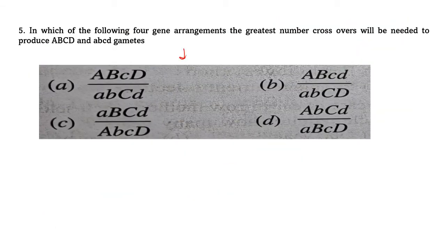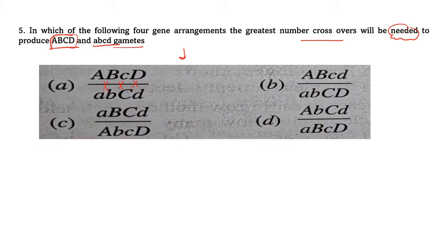Okay. So next one. In which of the following 4 gene arrangements will the greatest number of crossovers be needed to produce the gametes which are capital A, capital B, capital C, capital D and small a, small b, small c, small d? So they are asking for the maximum number of crossovers that will be required to form the gametes of all capitals and also all smalls. So just form the crossovers here.